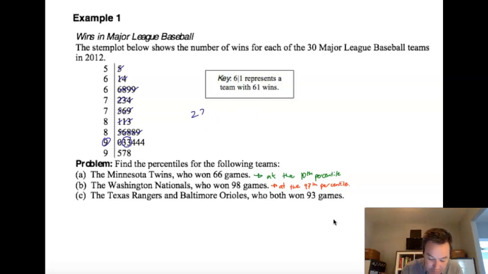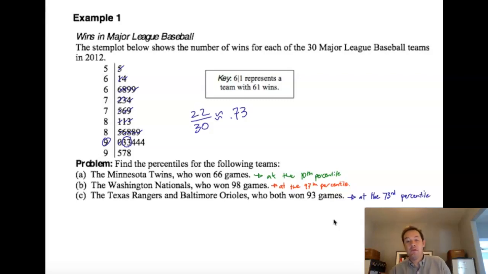So 22 out of 30. Throw that in the calculator. About 0.73. We're going to say both of them are at the 73rd percentile. All right, and that's it.